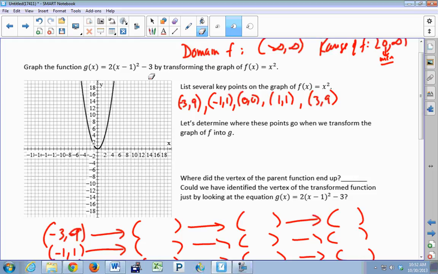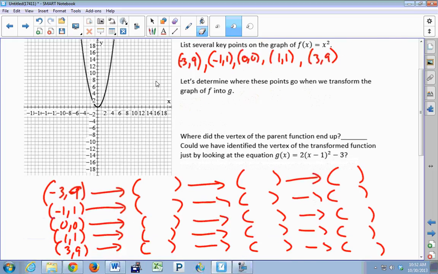We're going to shift our graph to the right 1 unit. So this tells me I shift to the right 1 unit. And what does that mean in terms of what I do to each of these points here? I add 1 to all my x values. That does the same thing as shifting that entire graph to the right 1 unit.